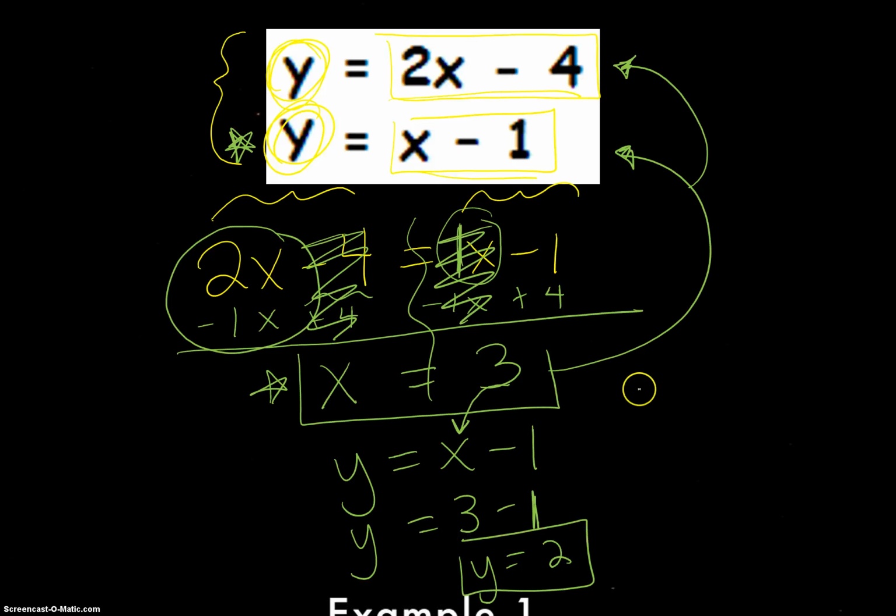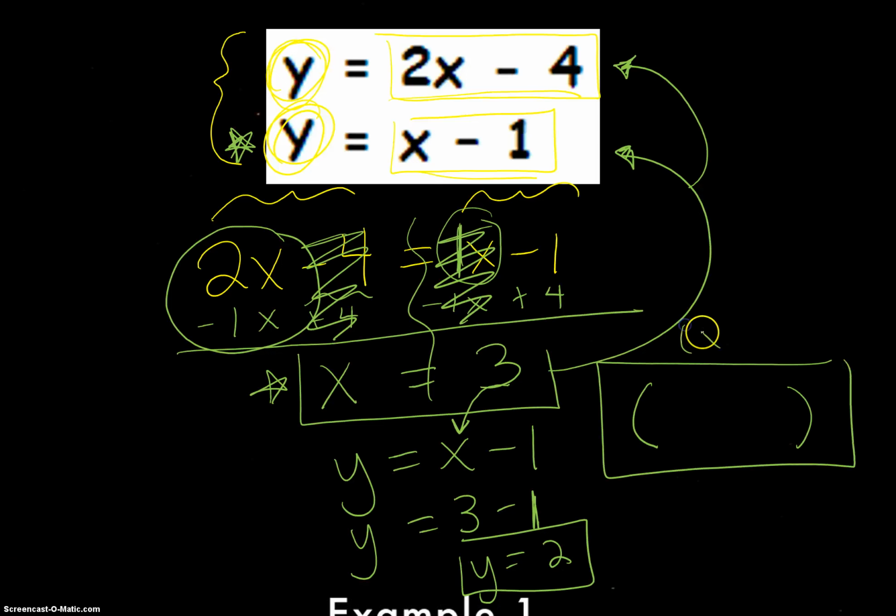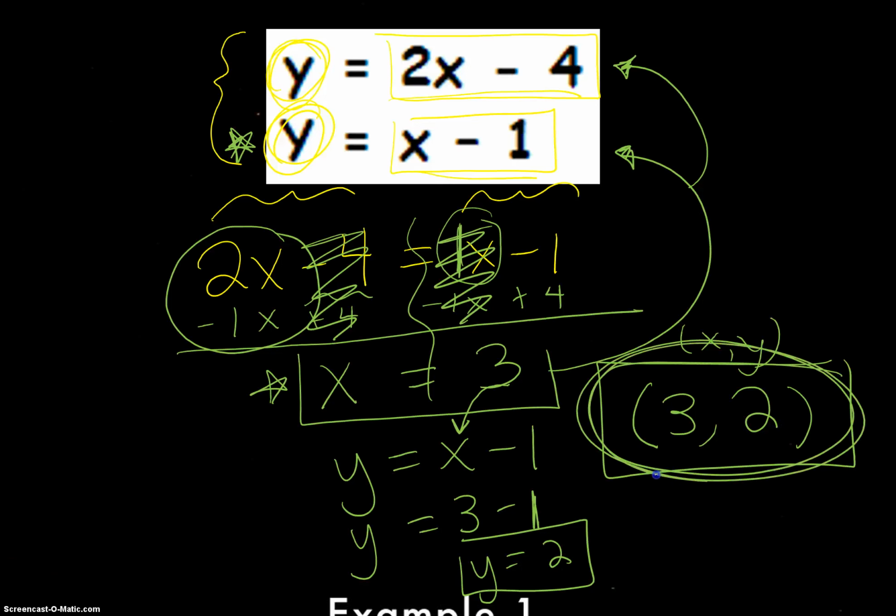So when I'm done, I'm going to write my solution to the system as an ordered pair. And ordered pairs are always x then y. So my x value is 3, my y value is 2. So this is called your solution to the system. So if you were to graph this, these two lines would intersect at (3, 2).